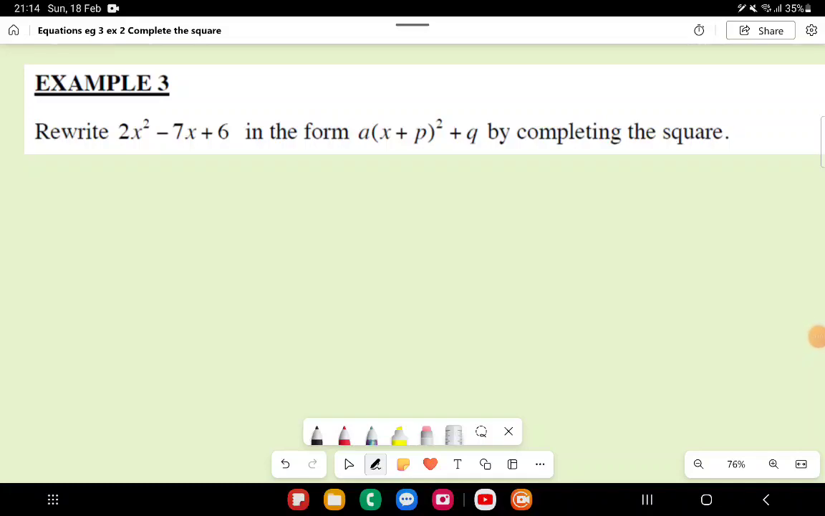Welcome back, everyone. We're in the chapter of equations. We're doing example 3, which is still completing the square.